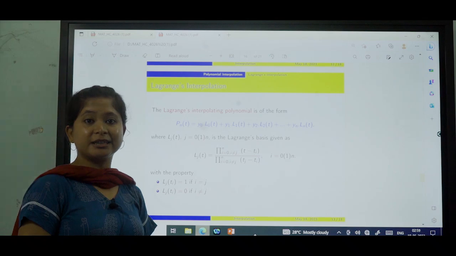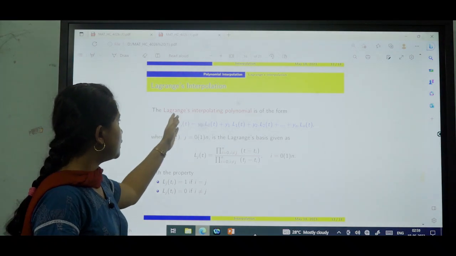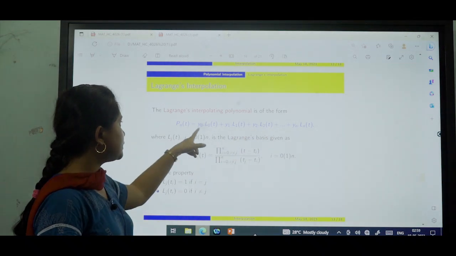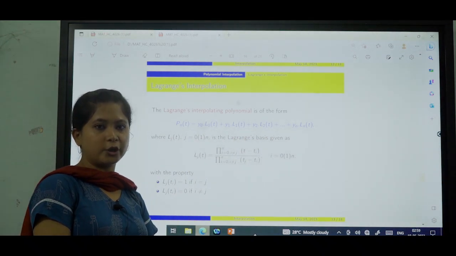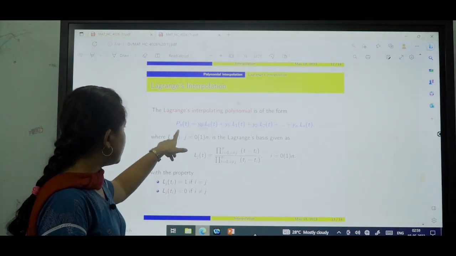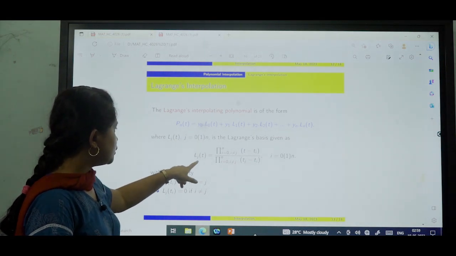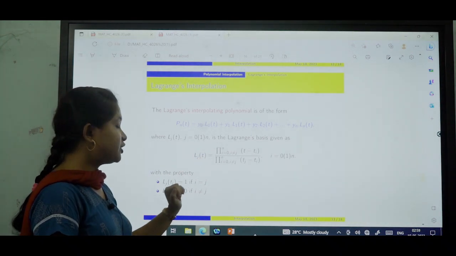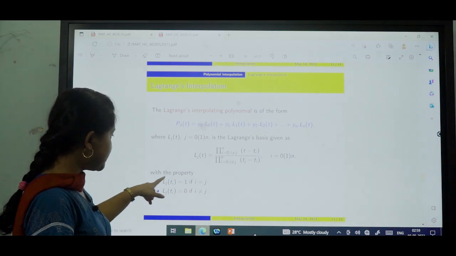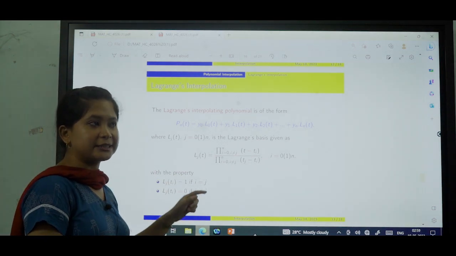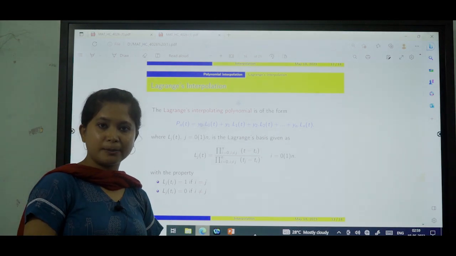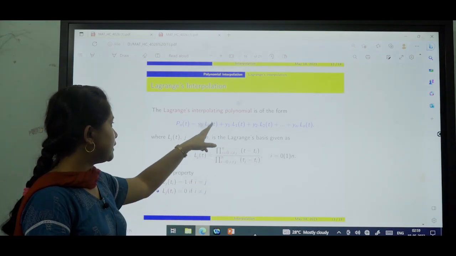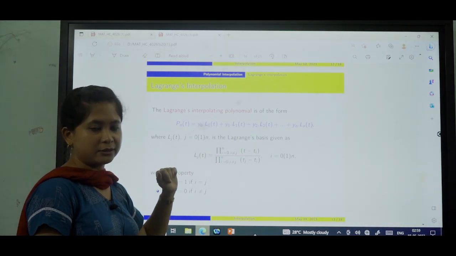With this aim in mind, I am giving you the Lagrange interpolating polynomial, which is of this form, as you can see on the screen. So this is your Lagrange interpolating polynomial. Here, L_j(t) has a separate name, which is known as the Lagrange basis, and it has this special property, as you can see on the screen. The derivation of the Lagrange polynomial we can do in the next class, but for today's class we will give only the formula, which is this one.